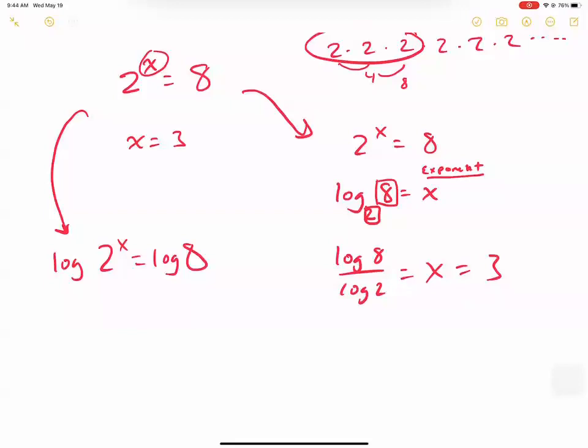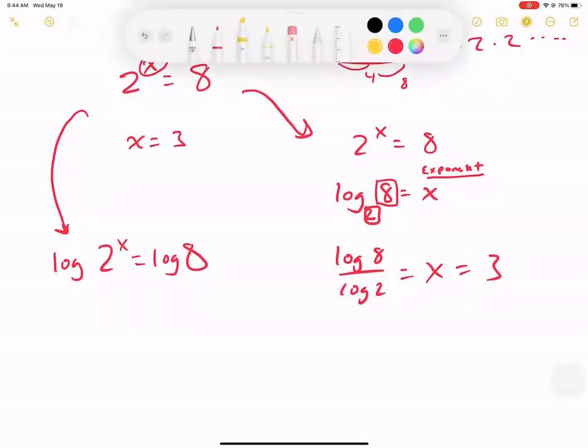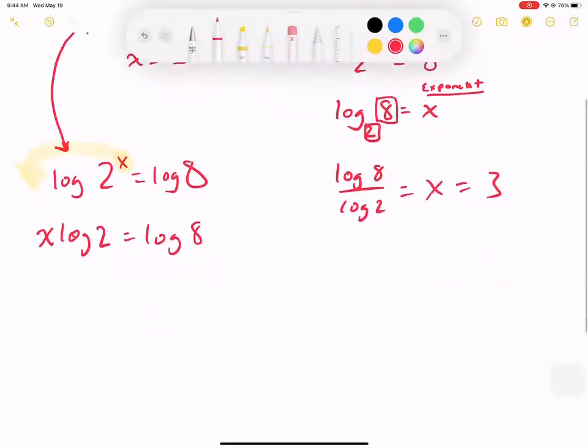Now, what happens to logs when I have an exponent? That's the biggest deal about logs. What happens to this exponent when I'm logging it? Hopefully you remember, logs bring down exponents. That's the main purpose of the log. x log of 2 is equal to log of 8, because the x is in the exponent, and whenever you log something with an exponent, the exponent gets moved to the front. And that's a free move.